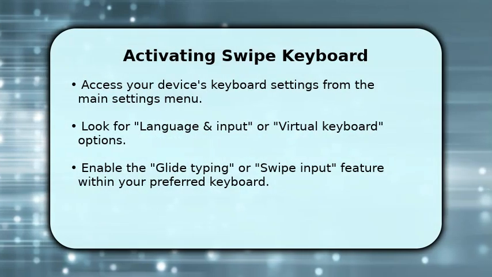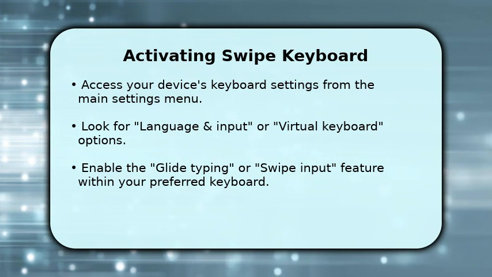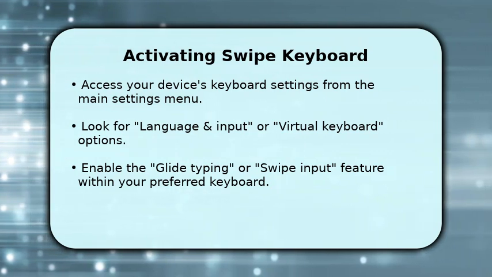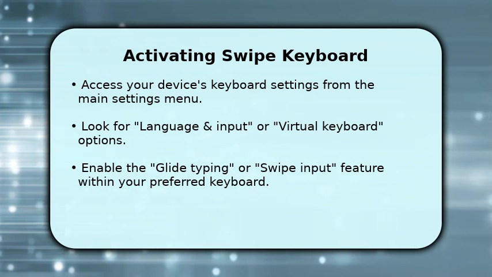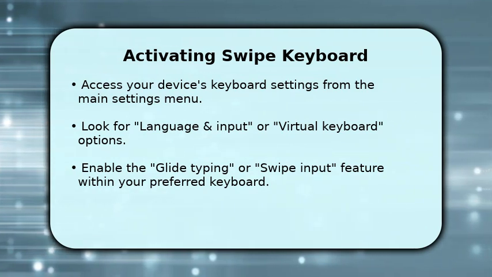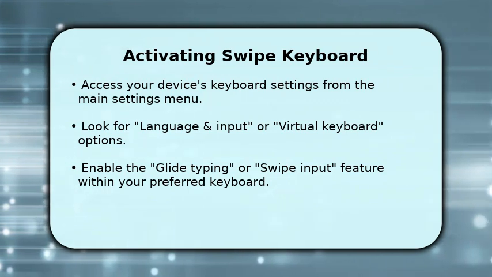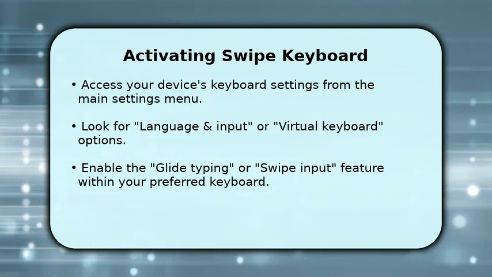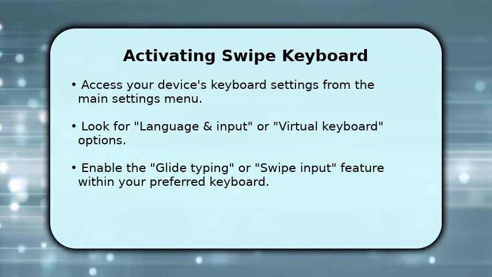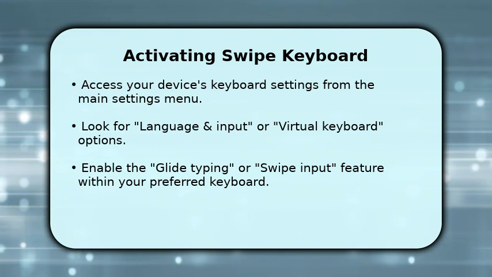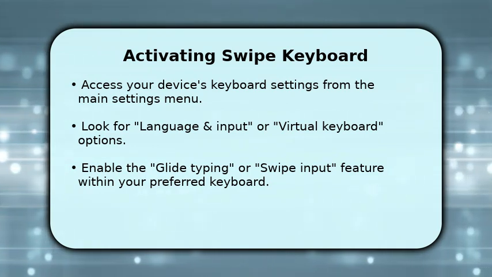To begin, you'll need to activate the swipe feature on your device. First, navigate to your phone's main settings menu. From there, locate and tap on System or General Management, then select Languages and Input. Next, choose Virtual Keyboard and select your preferred keyboard, such as Gboard or SwiftKey. Within its settings, you should find an option like Glide Typing or Swipe Input to toggle on. It's a simple process that takes less than 1 minute.